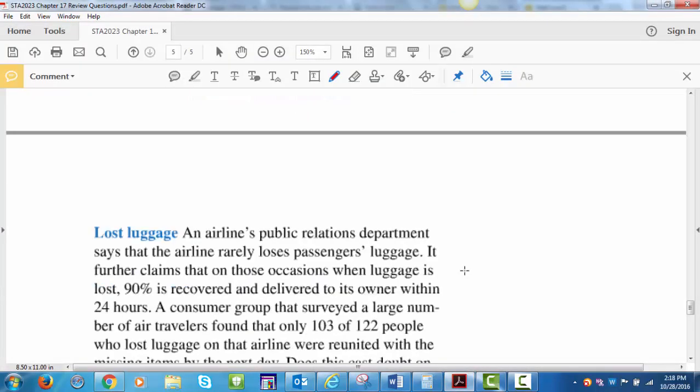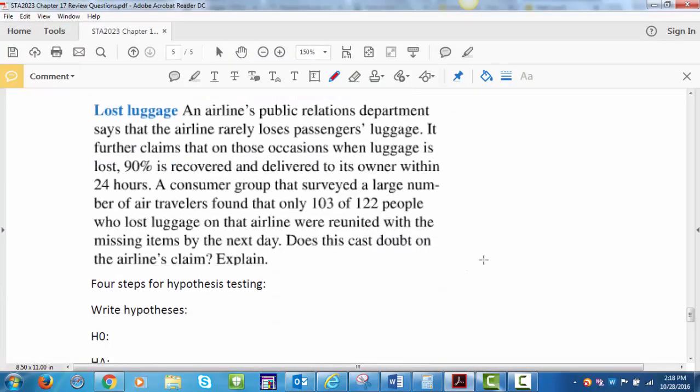All right, let's do another problem. Lost luggage. An airline's public relations department says that the airline rarely loses passengers' luggage. It further claims that on those occasions when it is lost, 90% is recovered and delivered to its owner within 24 hours. A consumer group surveyed a large number of passengers, and they found only 103 of 122 lost their luggage on that airline and were reunited within the same day. Does this cast doubt on the airline's claim?